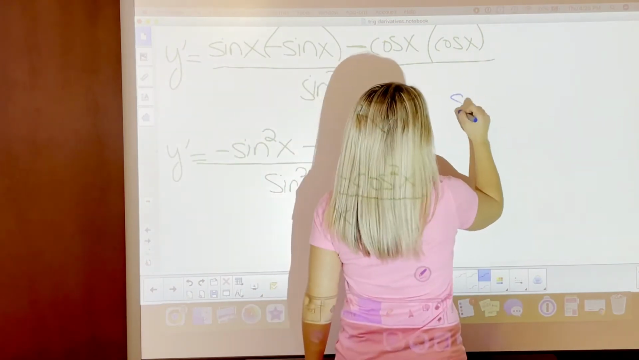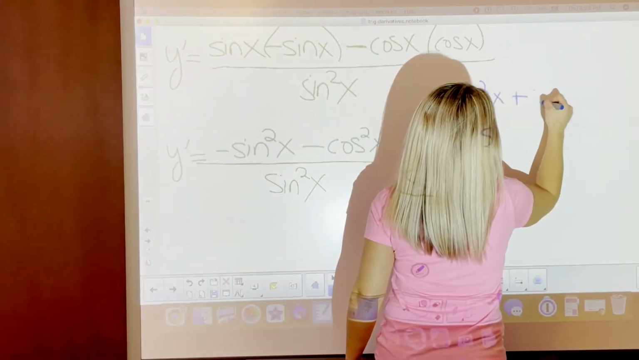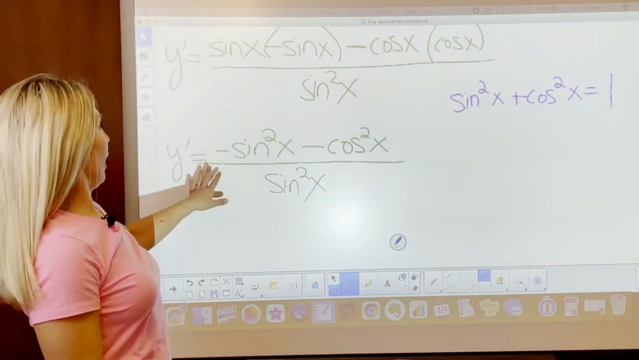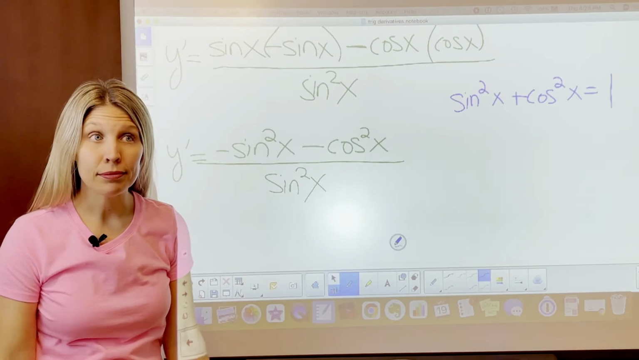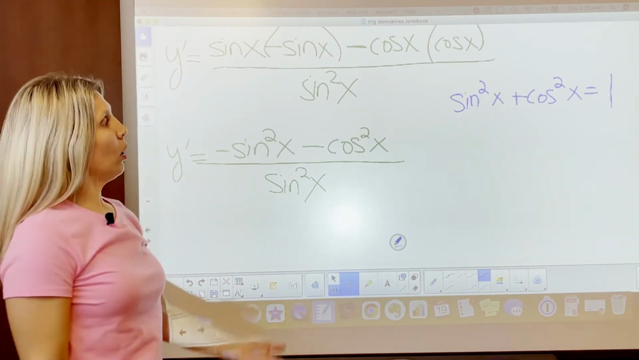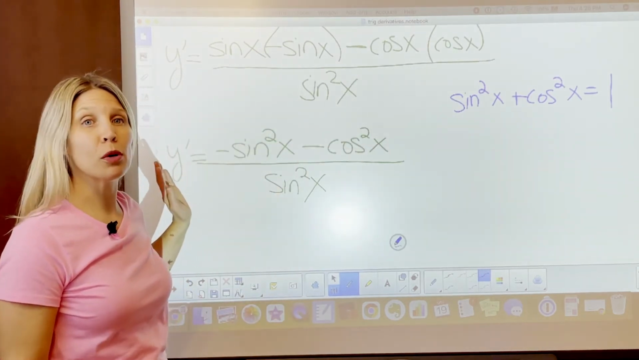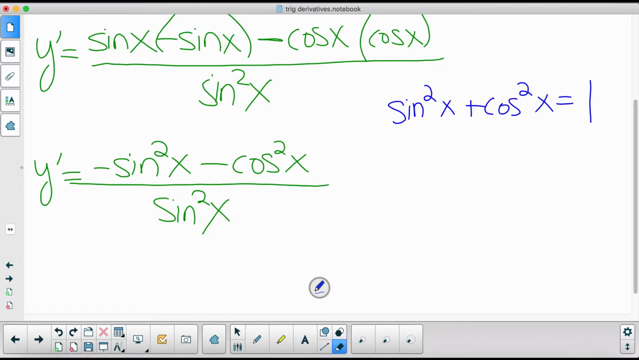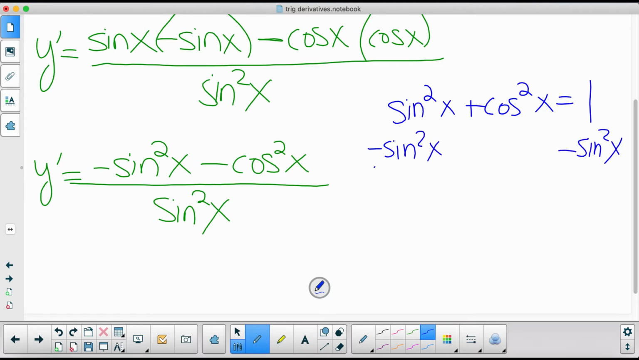The property is sine squared x plus cosine squared x equals 1. Well, in this case, these are both negative. So what are we going to do? I'm just going to use that. I'm going to do some algebra and move them to the other side. So watch. I'm going to subtract sine squared x from both sides. So now you would have cosine squared x equals 1 minus sine squared x.